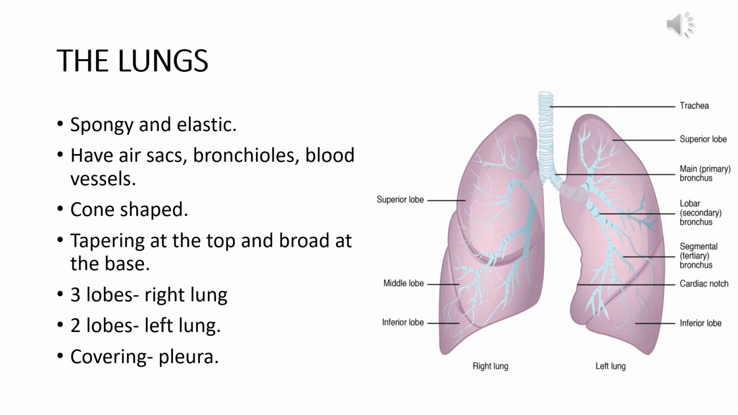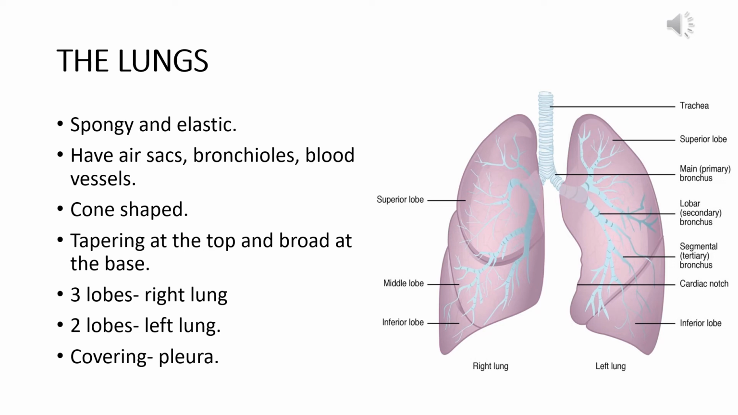Now we will see the main organ of the respiratory system that houses all these finer branches and alveoli, and where the exchange of gases is taking place. Those are the 2 lungs. The two lungs are air-filled sacs or pouches, and they are spongy and elastic because the exchange of gas is always taking place. They have the air sacs, bronchioles, blood vessels, etc.